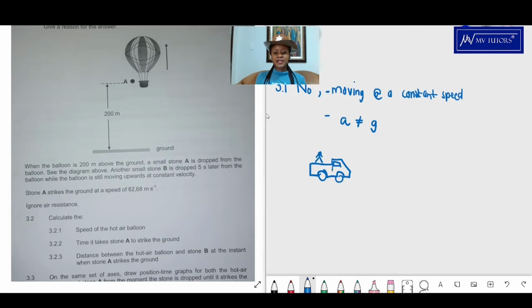And this van is moving at 80 kilometers per hour. If you were to decide to jump while this van is moving, are you going to jump and then the van is going to leave you behind and you're going to fall on the road? You're not, because you're also moving at 80 kilometers an hour.